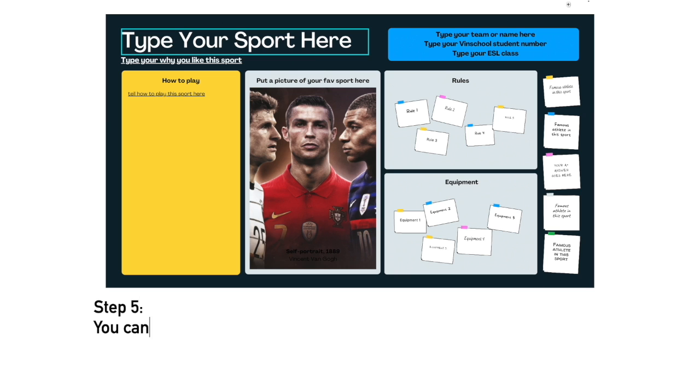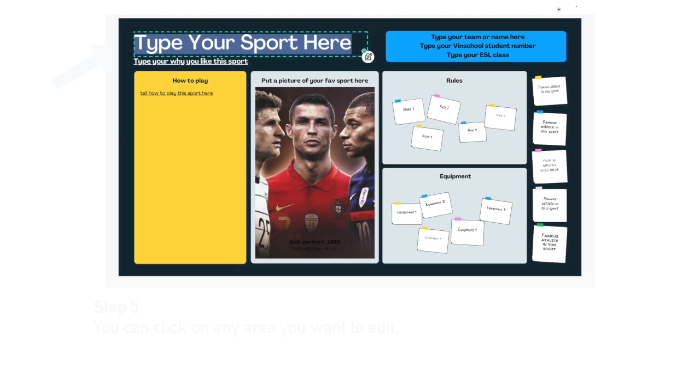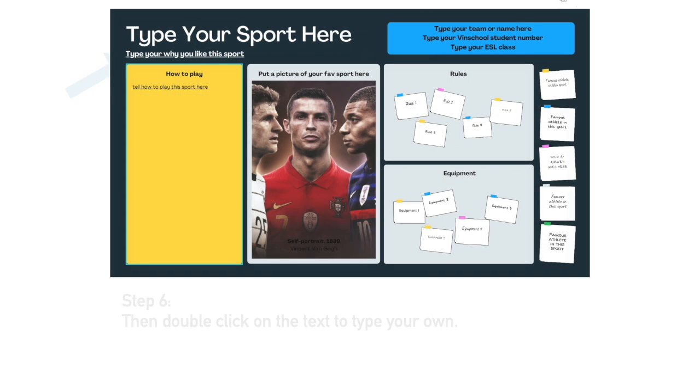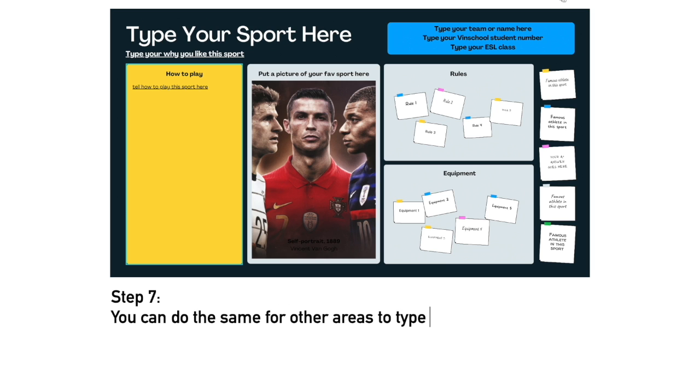Step 5. You can click on any area you want to edit. Then double-click on the text to type your own. Step 7. You can do the same for other areas to type your own text.